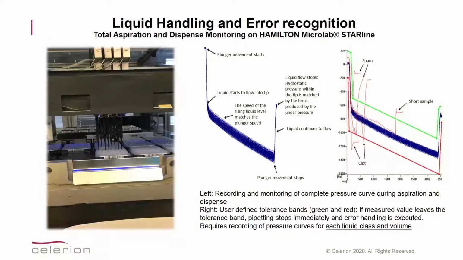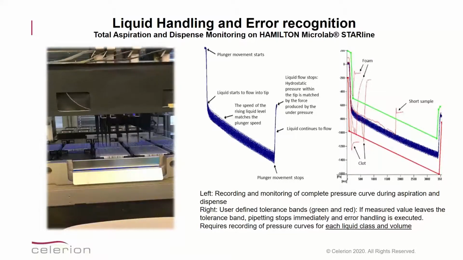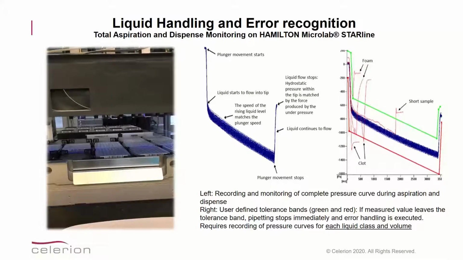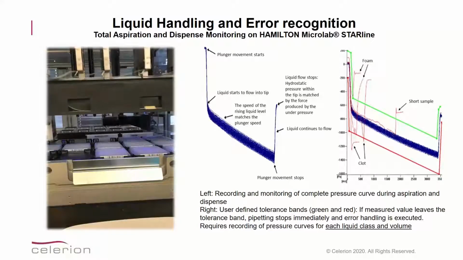This requires a significant amount of work, as you have to run hundreds of aspirations and dispenses of the liquid, record them, and then draw borderlines as lower and upper limits, which will induce an error recognition once they are broken through. You can see this in the graphic, how the pressure curves look for a perfect aspiration, and the green and the red borderlines drawn based on these experiences.